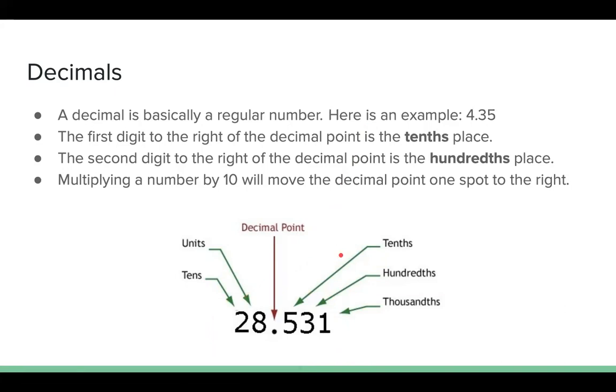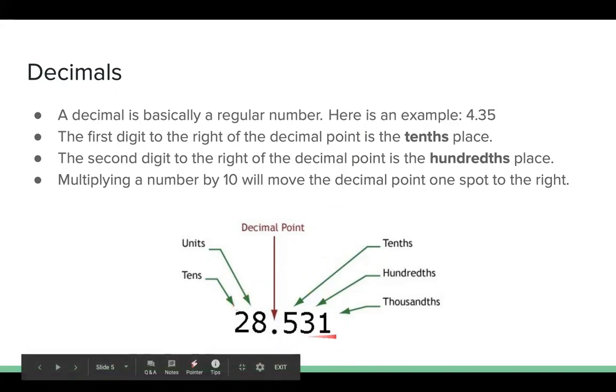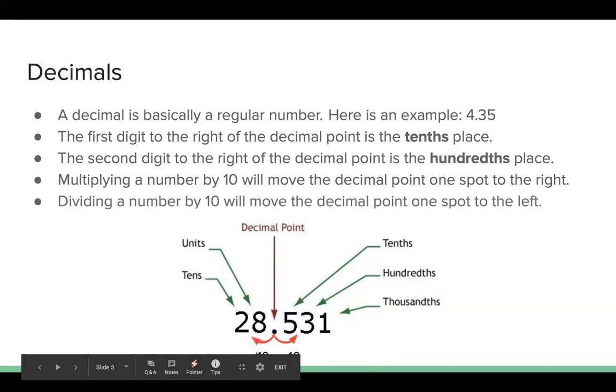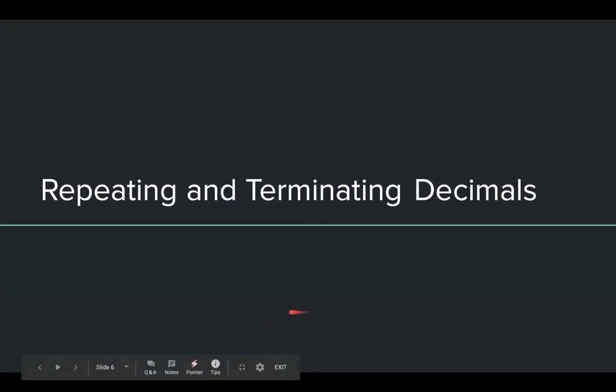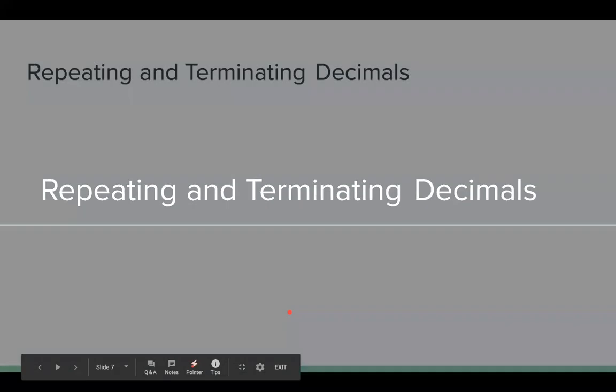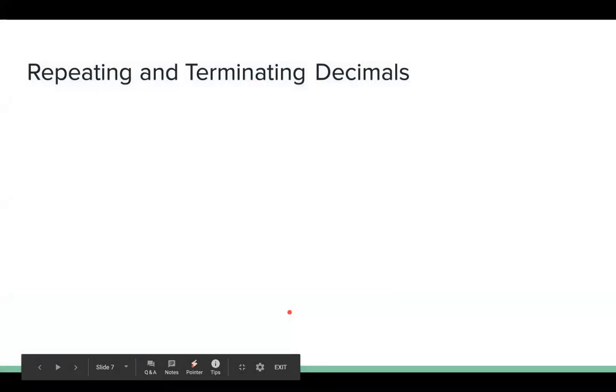What would happen if you divide 28.531 by 10? What number would you get? It would be 2.8531. Good, excellent job. All right, now we're going to move on to something a little bit harder, repeating and terminating decimals.